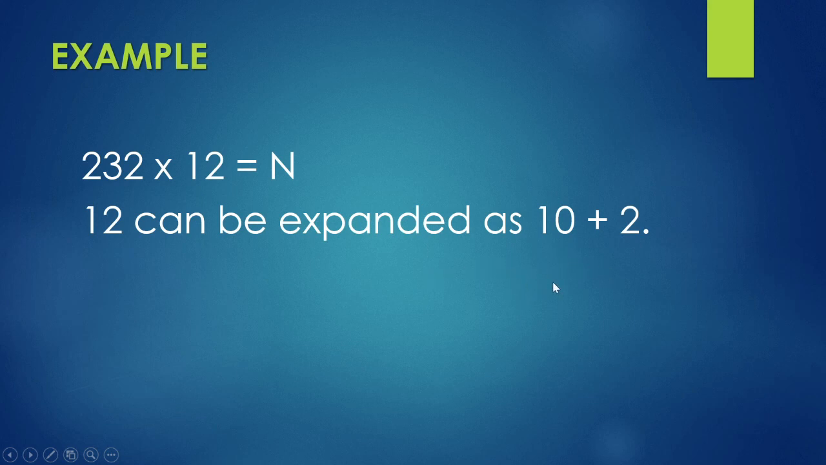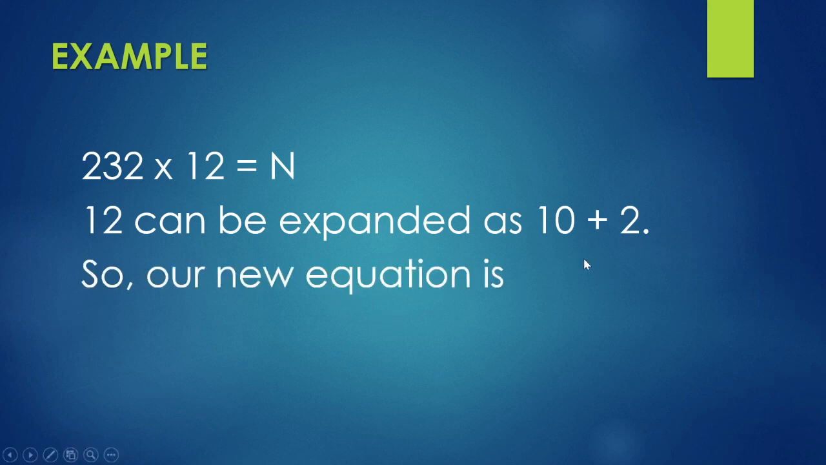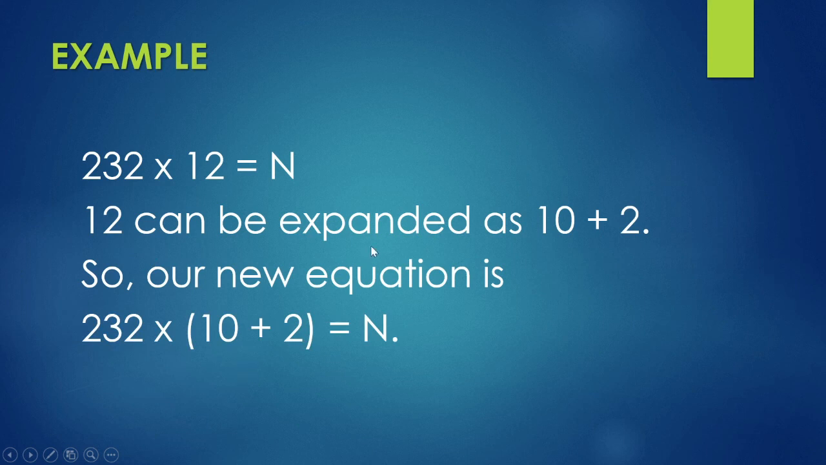But again, you don't need to use a calculator. Remember, your students are grades 4, 5, and 6. So they are not allowed to use calculators in multiplying 3-digit numbers by 2-digit numbers, because your focus is to teach them how to multiply numbers manually. So our new equation, going back, is 232 times the expanded multiplier, which is 10 plus 2, equals n, because it's the product.